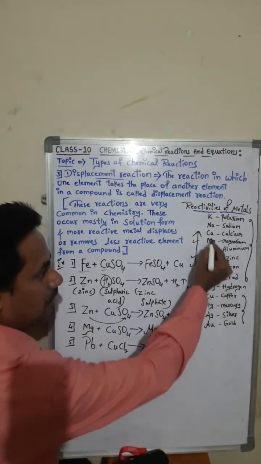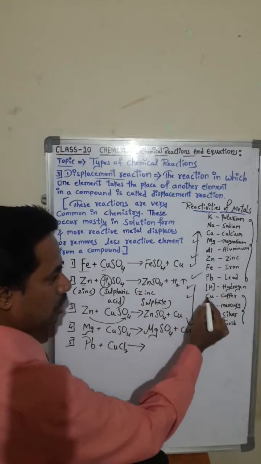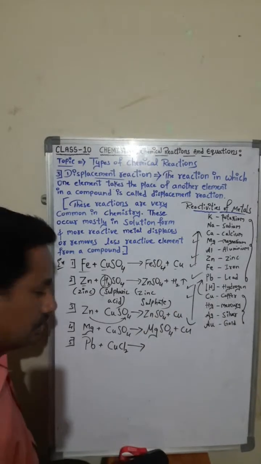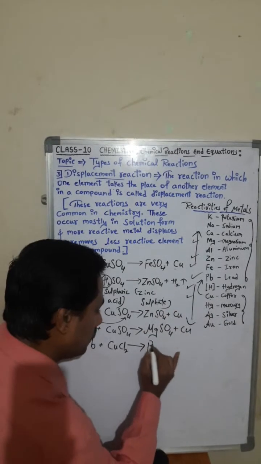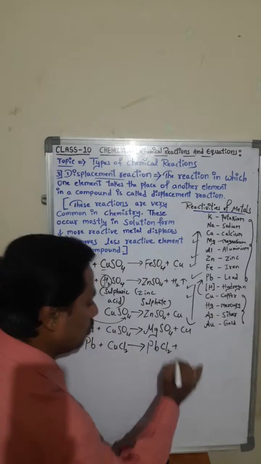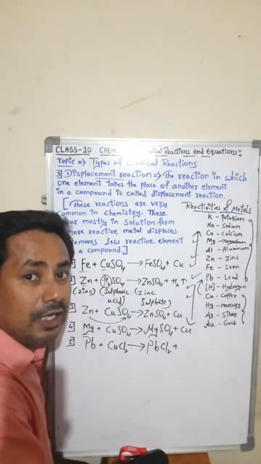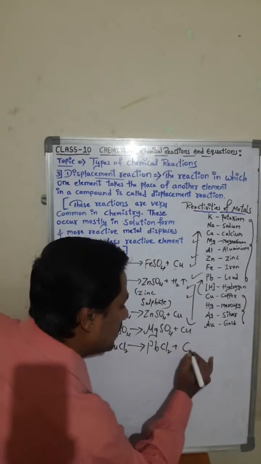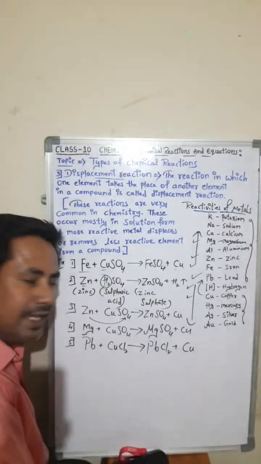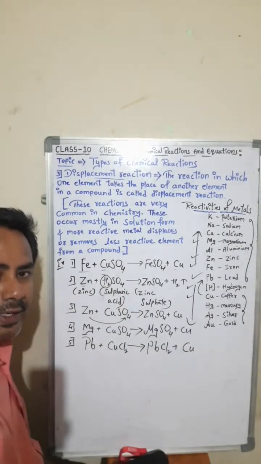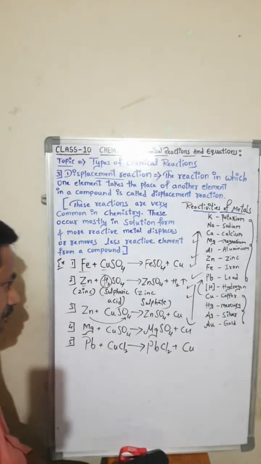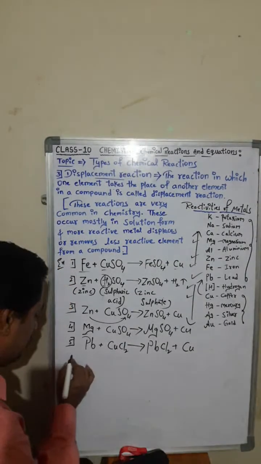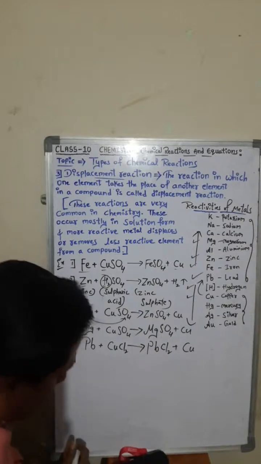Where is lead? Lead is here, copper is here. So lead is more reactive than copper. So what happens? PbCl2. What do you mean by PbCl2? Lead chloride. And copper will be separated. Clear? All these are balanced already. No need to worry. Clear? Are you understanding? Okay, let's continue with a few more examples, students.